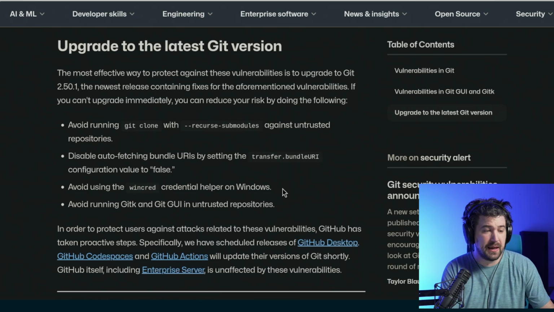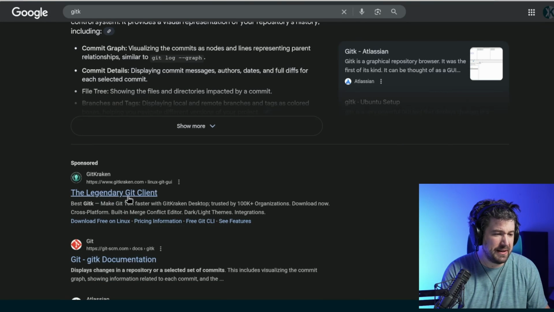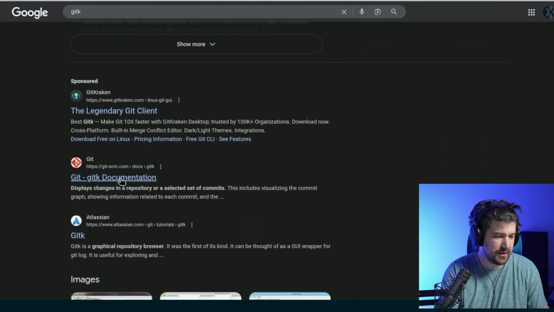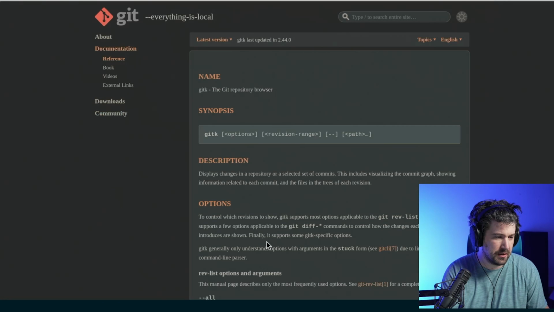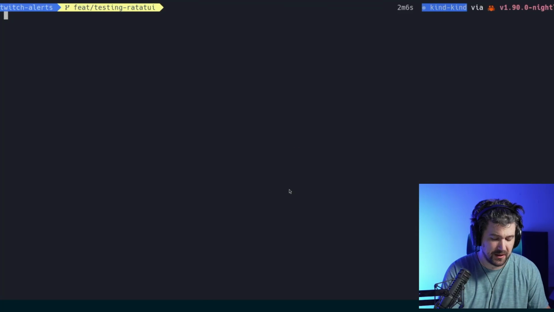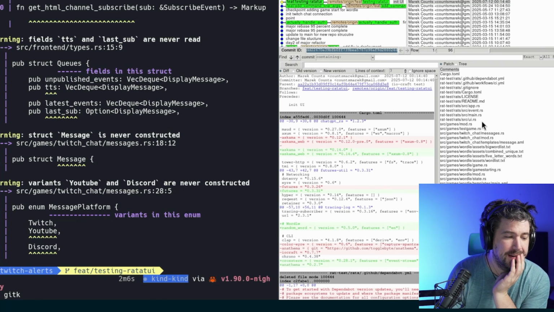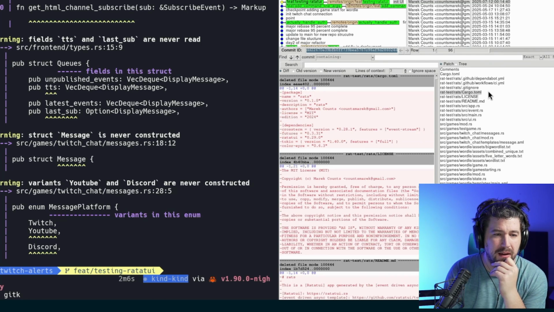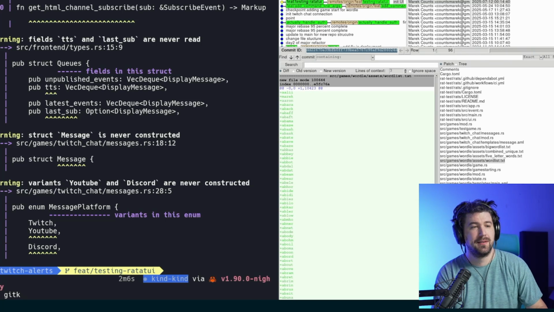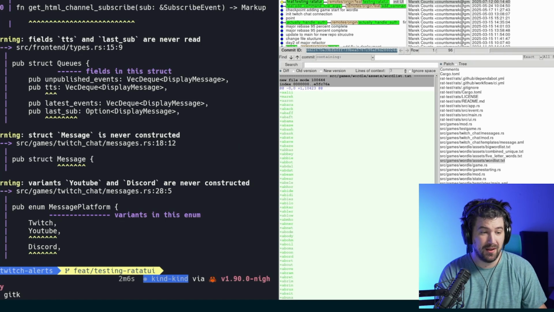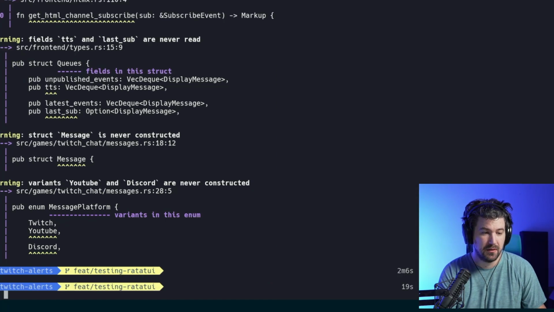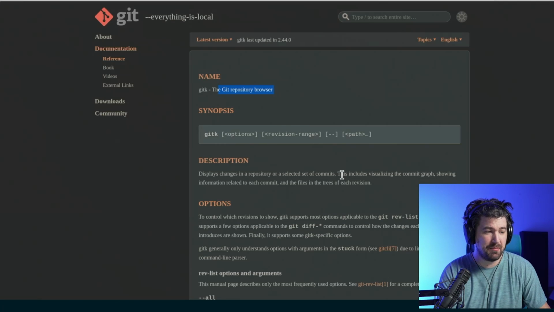Has anybody used Gitk? What is it, Gitk? What is Gitk? The legendary Git client. Oh, it's sponsored. Maybe that's not it. The Git repository browser. Is this just installed? Can I just do... I can. Oh. I have this thing. Oh. Interesting. I've never used this. Okay. Maybe I should. Maybe I would be writing better code.